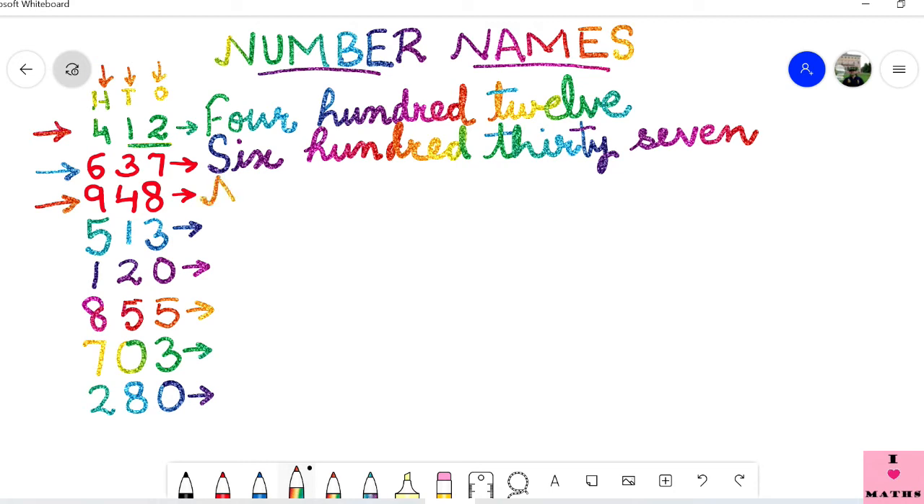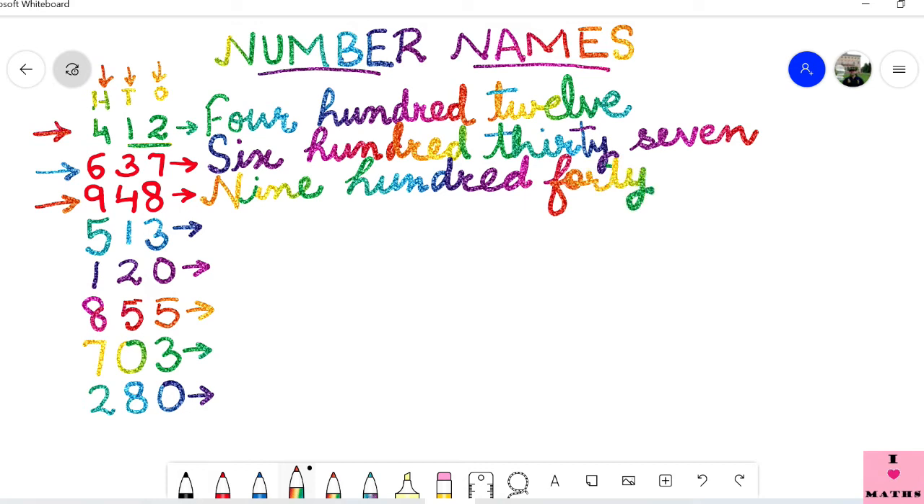Okay, next number is 948. So we will write NINE, 9, HUNDRED, 100, 40. Beta, 40 you don't write as FOURTY. That mistake so many children make. We write 40 as FORTY. 8, EIGHT. 948.